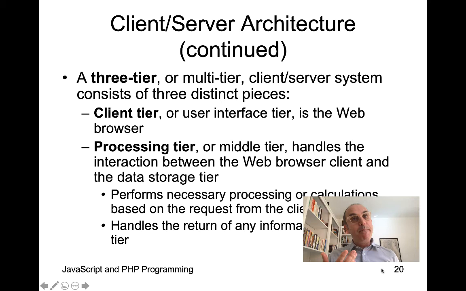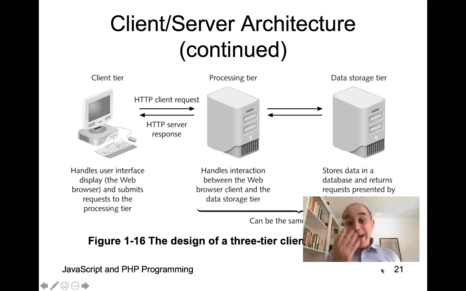We talked about two tiers, and now I need to talk about three tiers. The three-tier client-server system consists of a client tier, which is the user interface or the web browser, and the process tier, which is the middle tier, the interaction between the web browser and the data storage. So basically there is a process tier that handles the interaction, and there is the data storage that stores the data, and this is part of how we process the idea of the data.